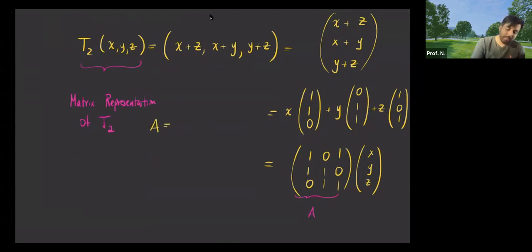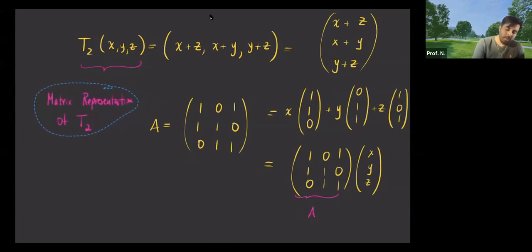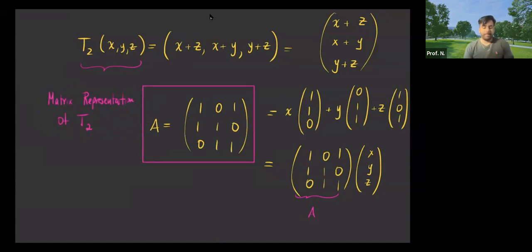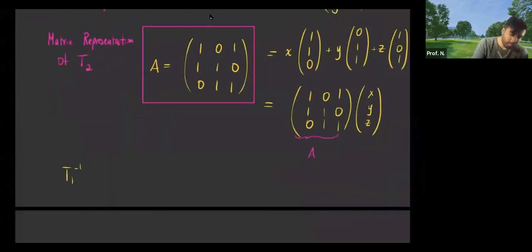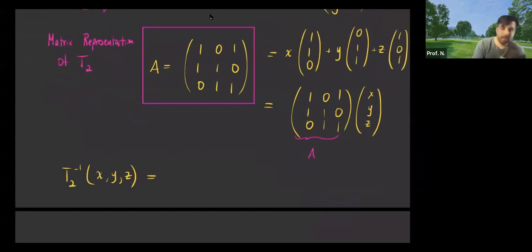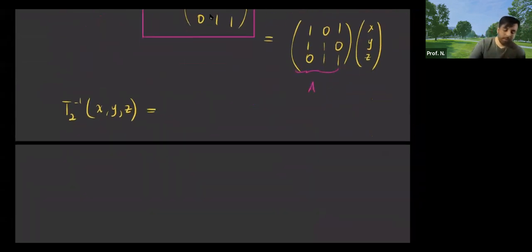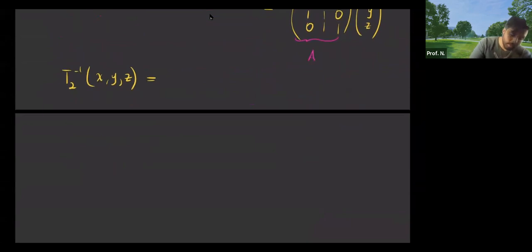So I'm going to call this A, with rows 1, 0, 1, 1, 1, 0, 0, 1, 1. Right? And now I want to know T2 inverse of x, y, z. To find that out, I need to figure out what A inverse is, because this is the same thing as saying A inverse of x, y, z. So what is A inverse?